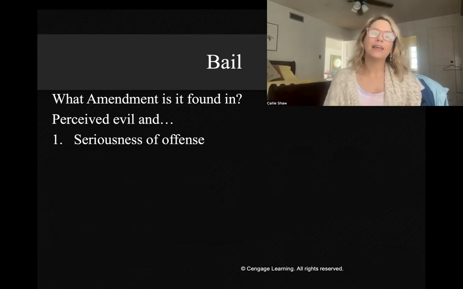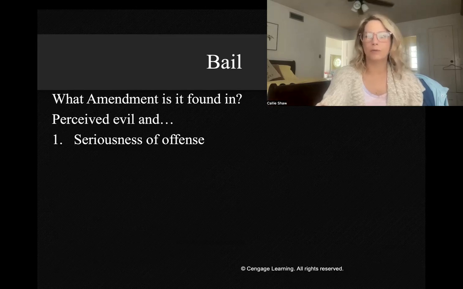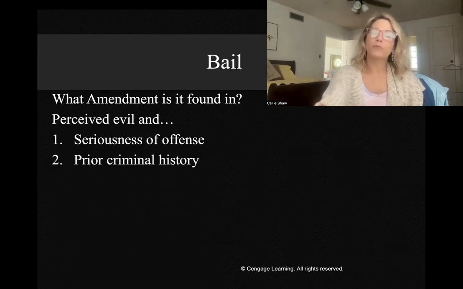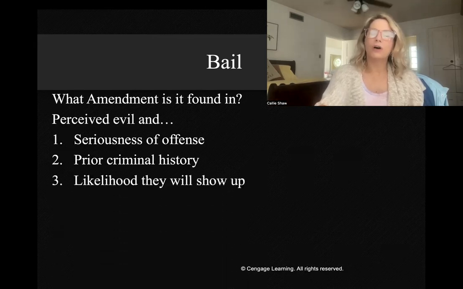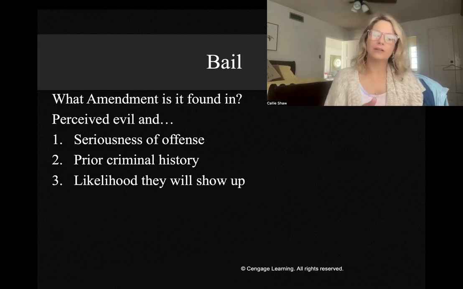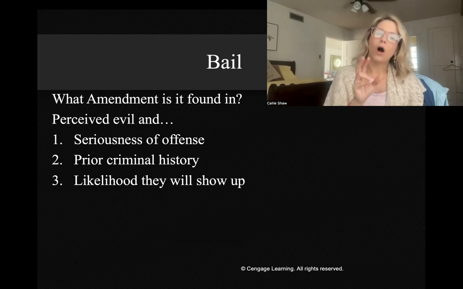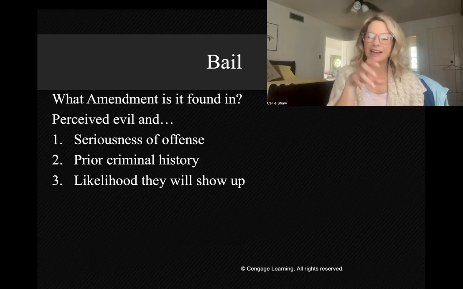So by that, they look at the seriousness of the offense. Did you steal a Twinkie or did you kill a bunch of kittens? Your prior criminal history. Is this your first time or your 1,000th time? The likelihood that you'll show up. For that, that's important because they'll look at, do you have a full-time job? Do you have kids? Are you in school? All those things indicate that you'll stay in that area.